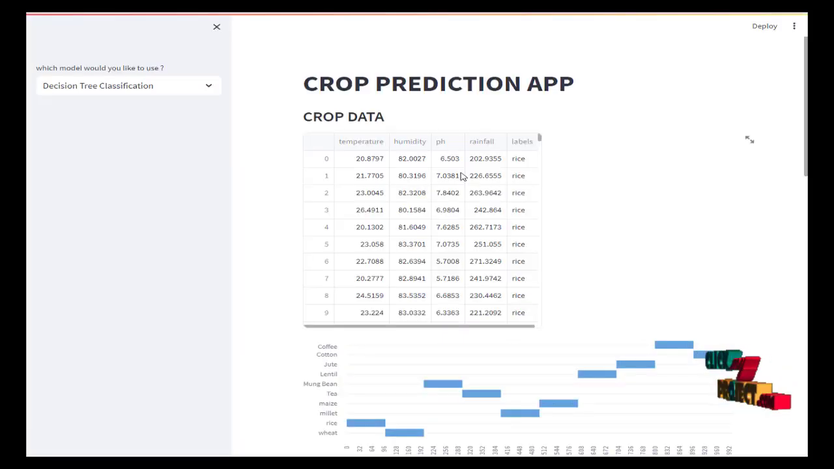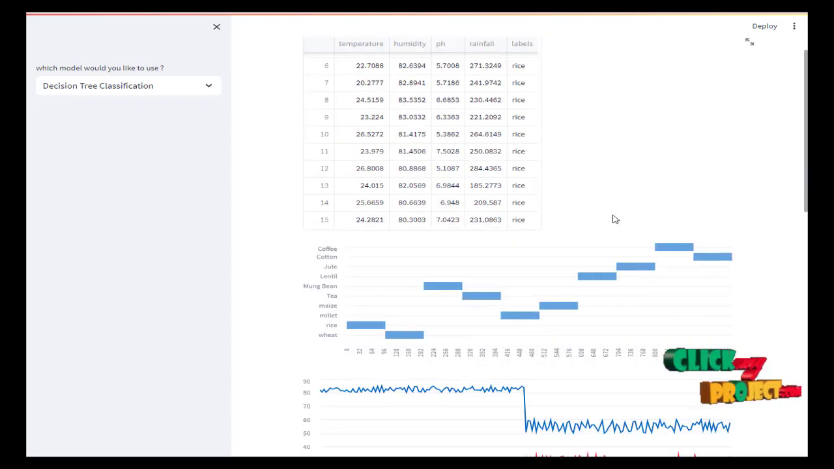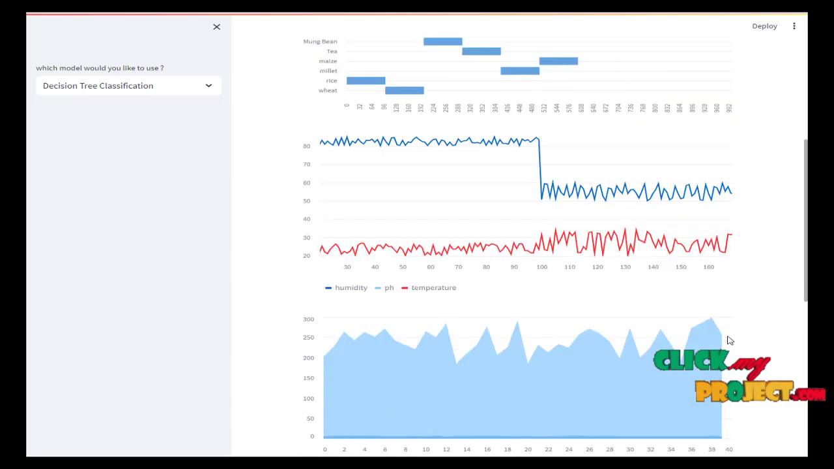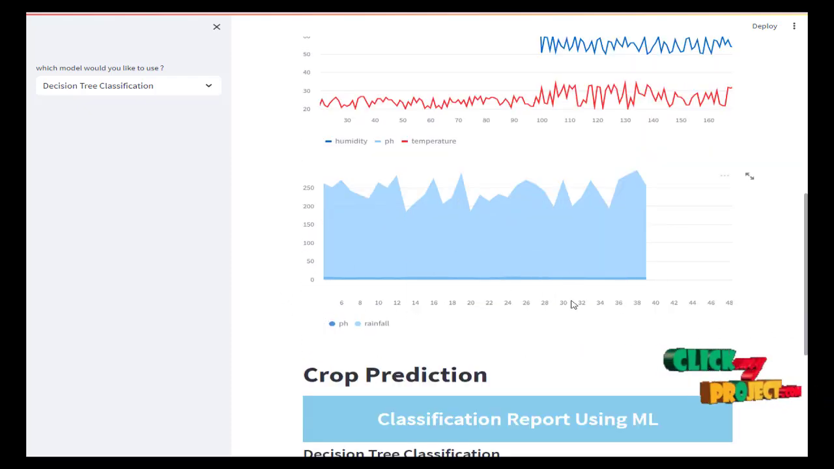After executing our main code, we have the crop prediction website like this. First is the crop data. We select the first 10 data. Here is the number of crops we used, and at what percentage of temperature and humidity it will grow. The next one is the humidity, pH and temperature data, and the next one is the pH and rainfall data.